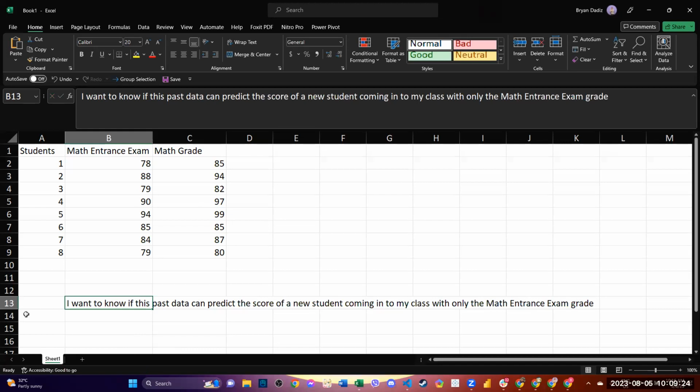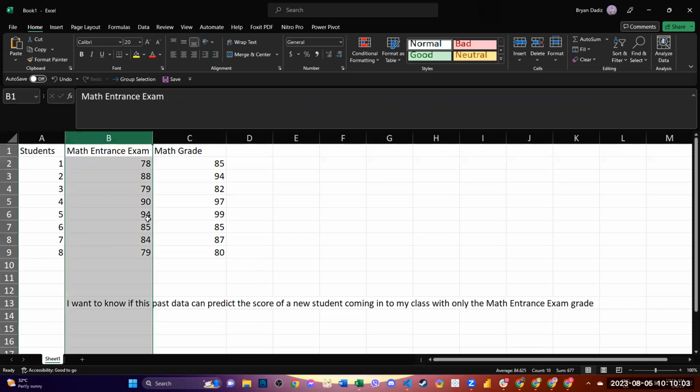So let's say this is our hypothesis question, or should I say our experiment question. We want to know if the past data can predict the score of a new student coming into my class with only the math entrance exam grade. So for us to know that, we want to implement some kind of model to predict that kind of phenomenon.